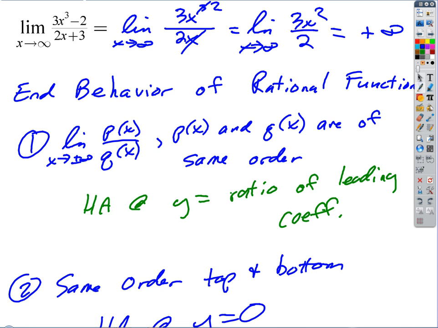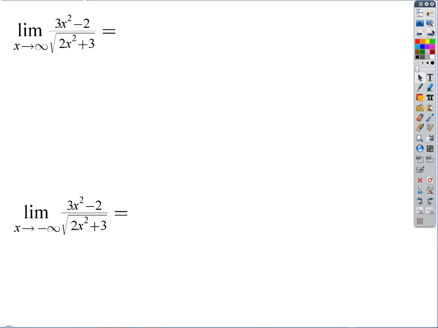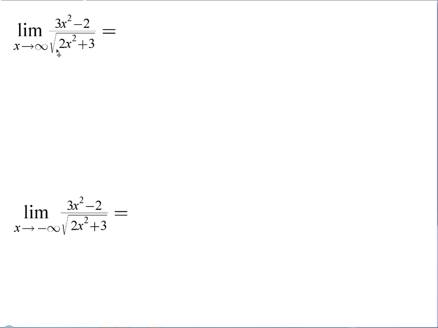Now the sort of weird case that they throw at you a little bit is something like that. But we can be really tricky about this too. This isn't really the way the book approaches it, but this is a good way to do it. What if we're trying to deal with something like the limit of the polynomial 3x squared minus 2 over the square root of 2x squared plus 3? And you know what, I think I want to change that a little bit.